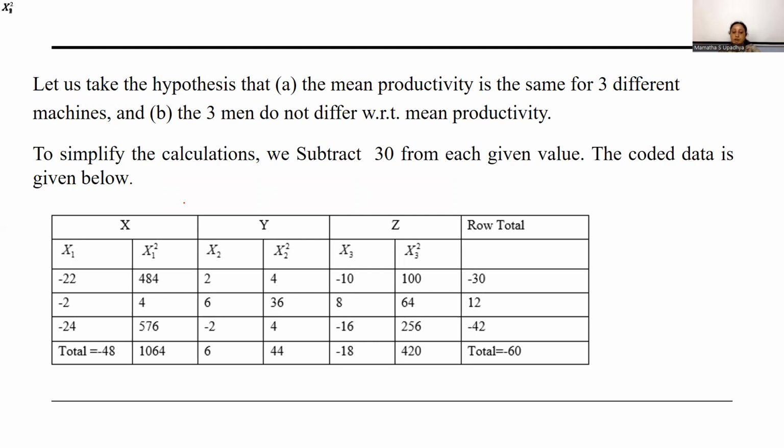productivity. So now, in order to simplify the calculations, we can also subtract 30 from each given value. It is not a must and rule that we need to subtract 30 from each given value. This is only to simplify the calculations.